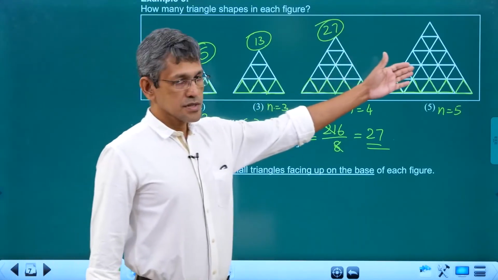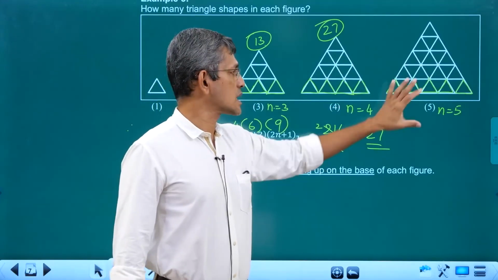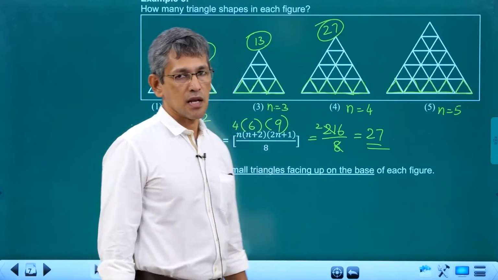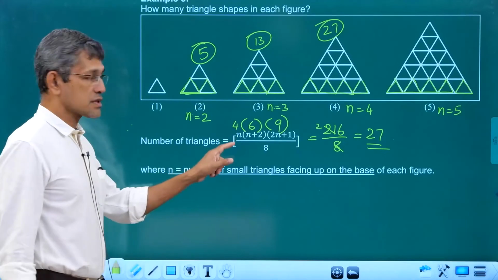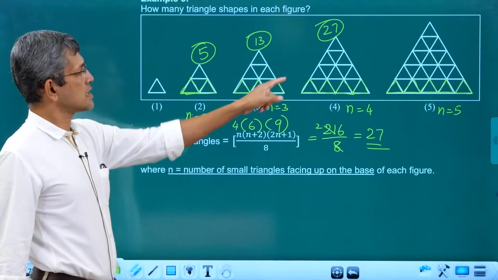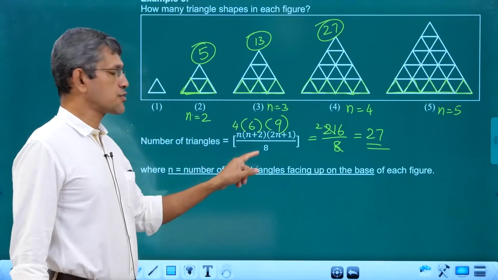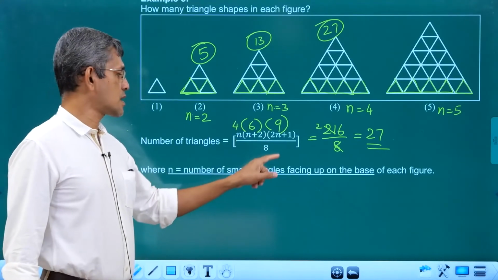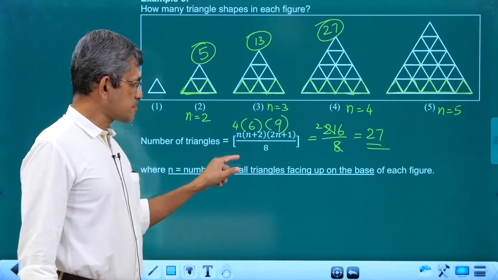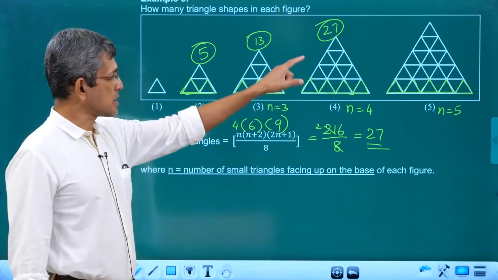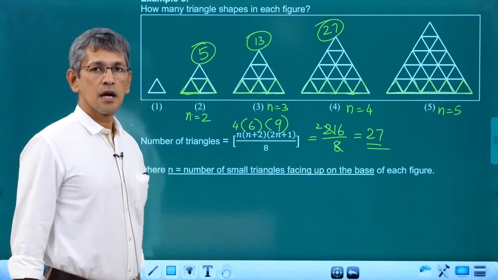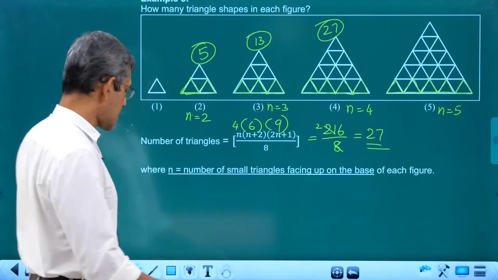And apply the similar method over here. n is equal to 5. You get the answer for that as well. So this is the formula. Always remember, if you get a figure like this, n into n plus 2 into 2n plus 1 divided by 8, that would be the formula applicable for this case. Alright, let's go for the next one.